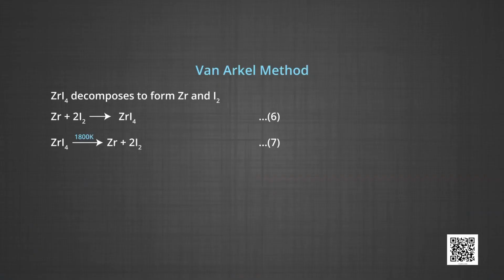The crude metal is heated in an evacuated vessel with iodine. The metal iodide being more covalent volatilizes, and as in the reaction you can see, zirconium reacts with iodine to form zirconium iodide. The metal iodide is decomposed on a tungsten filament electrically heated to about 1800 Kelvin. The pure metal is thus deposited on the filament and zirconium iodide decomposes to form zirconium and iodine.